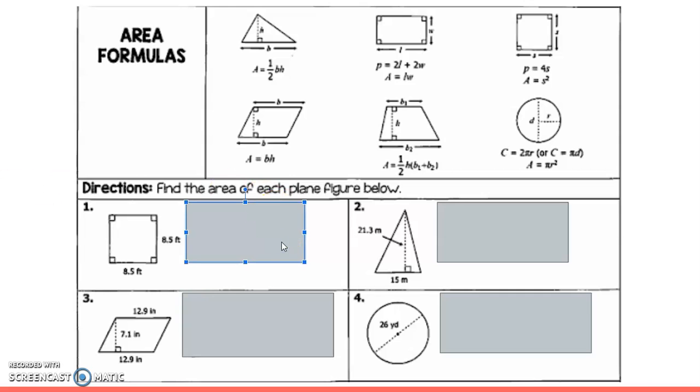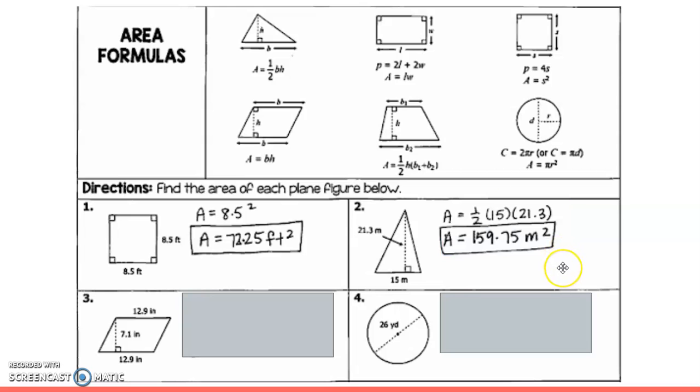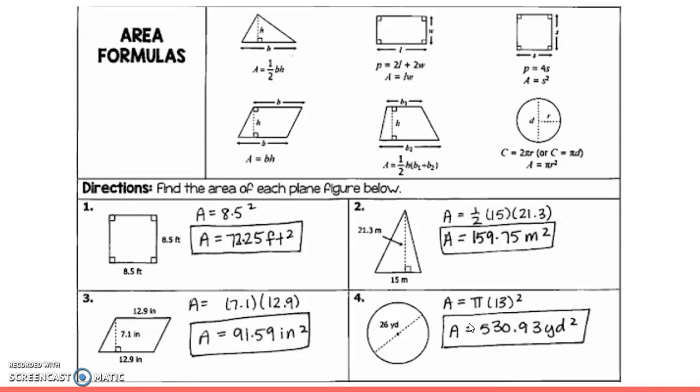So just as a reminder, when we're looking at the area of a square, we're squaring our side length. If we're looking at a triangle, we're doing 1/2 base times height. Looking at a parallelogram, we're doing our base times our height. Remember, the height is what's inside, so it's that 7.1. You can also use the picture to help you figure out which one is the base and which one is the height. For number 4, we have a circle.